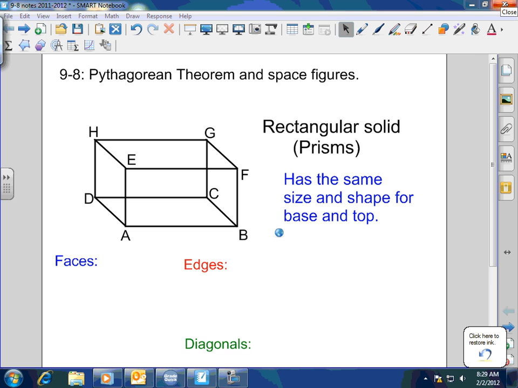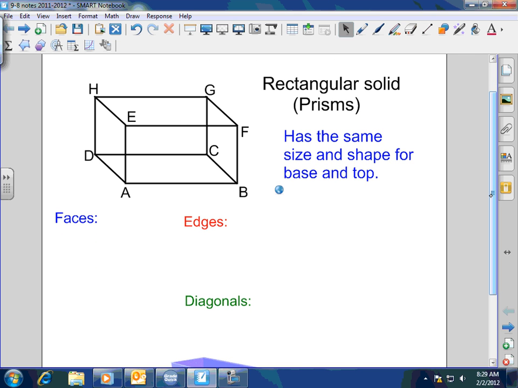So, we know what a prism is. Now, we're going to be dealing with rectangular solids. We're going to be talking about rectangular prisms. And we're also going to be talking about rectangular square pyramids in a second. But let me show you everything that constitutes this particular prism. We have faces. There are several faces.